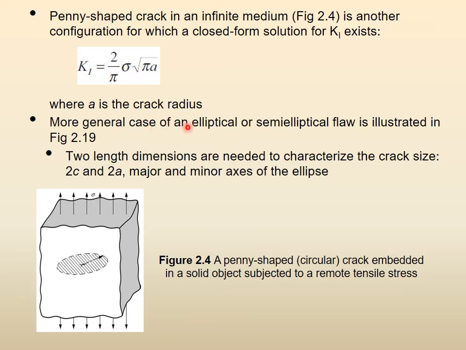More general case of an elliptical or semi-elliptical flaw we will show you on the next page, but this is more general case, because if it is an ellipse, we can collapse the ellipse and make it a sharp crack. If it is an ellipse, we can make the two major and minor axes equal and it will become a circle. So ellipse is the most general one, and flat sharp crack or circular penny shaped are special cases of the ellipse. So right, on the next page we will see.